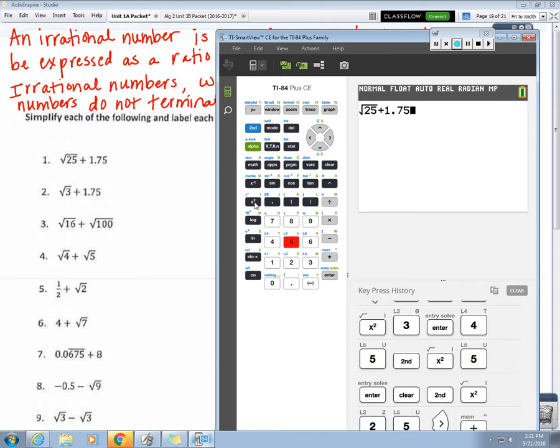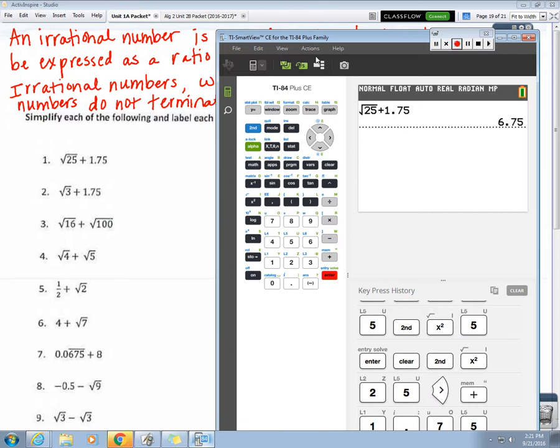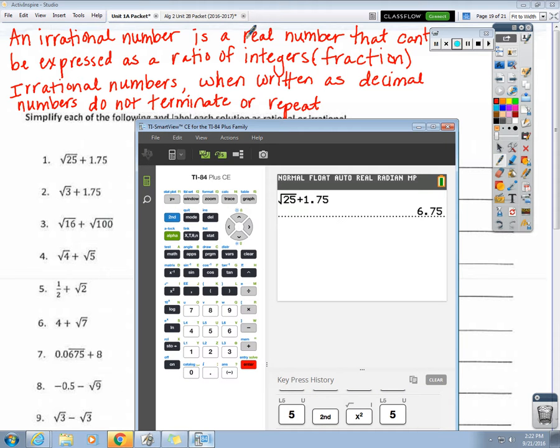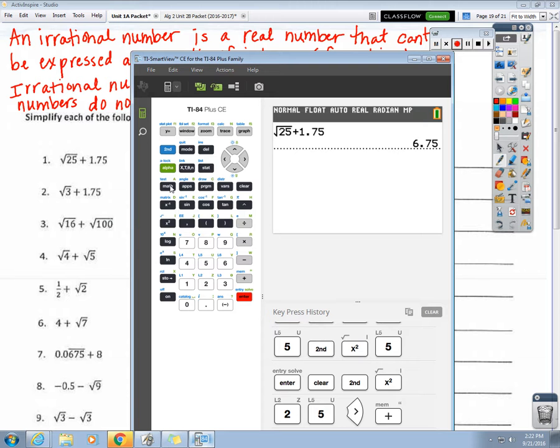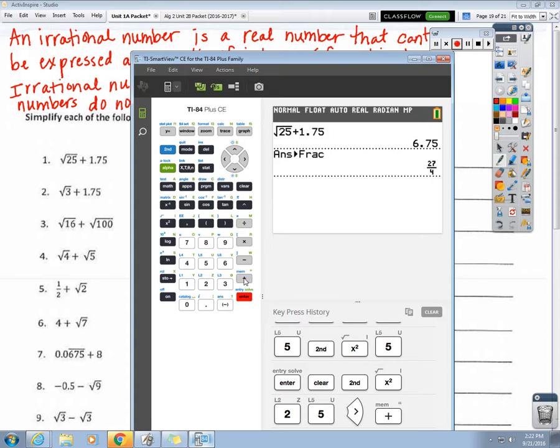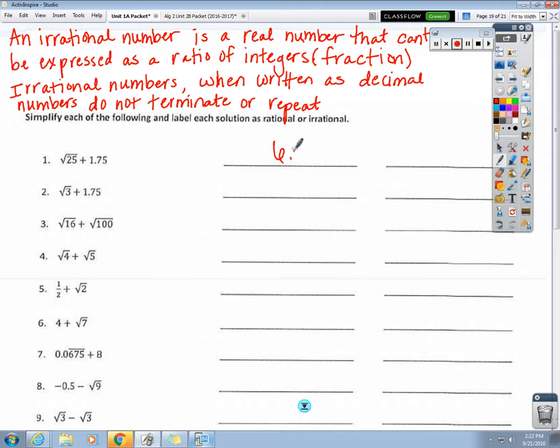Second, and then x squared. Okay, now you hit enter. This is a number, and it's written as a decimal number. Does it terminate? Yes, it stops after 0.75, right? There's no more numbers. Another thing is, an irrational number can't be written as a fraction. Everybody hit math right over here, and then see the first thing that says fraction? So hit enter, and then hit enter once more. Didn't we just turn that number into a fraction? So that means it is rational, because it could be turned into a fraction. Irrational is when it can't be.